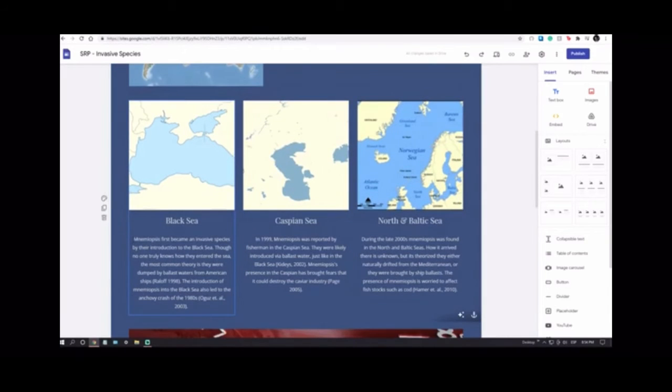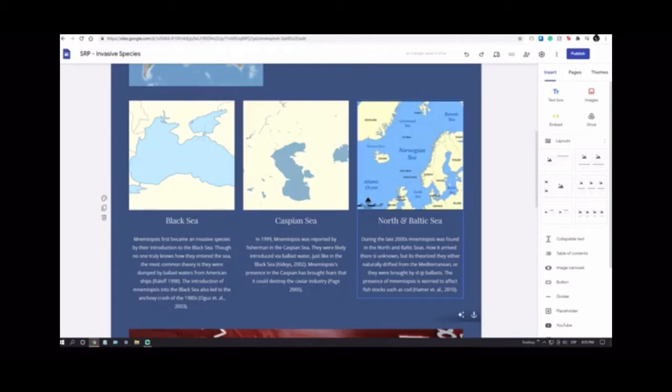So the first one here is the Black Sea, which is the most infamous example of Mnemiopsis invasion, because they were the first to have Mnemiopsis invade them, and the introduction of Mnemiopsis caused a crash in the anchovy fisheries in the 1980s. Mnemiopsis was likely carried to the Black Sea via ballast waters on ships, and this is also how they were transported into the Caspian, where they were reported in the late 90s.